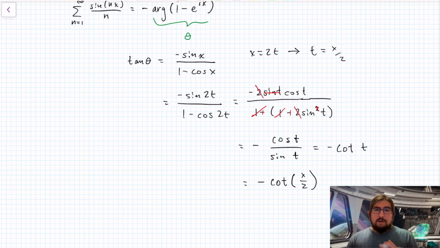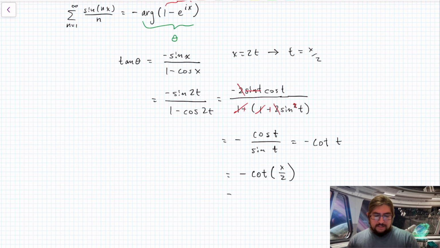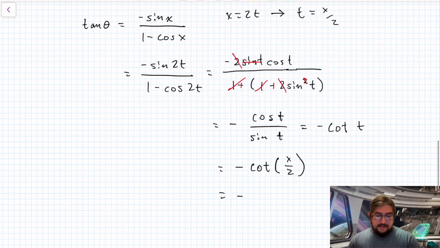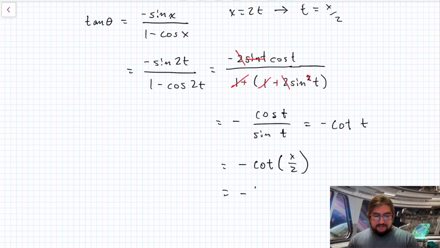Okay. Now cotangent is the co-function of tangent. If you don't know how co-functions behave, basically you can replace the inside with pi over 2 minus the inside, and then the co-function gets replaced with its co-counterpart. The co-counterpart for cotangent is tangent, right? So in fact, this is tangent of pi over 2 minus x over 2.